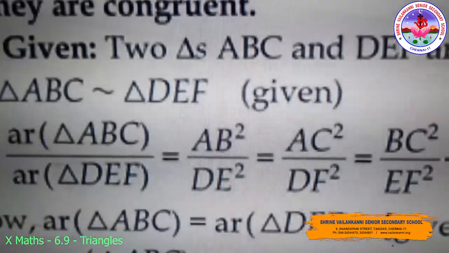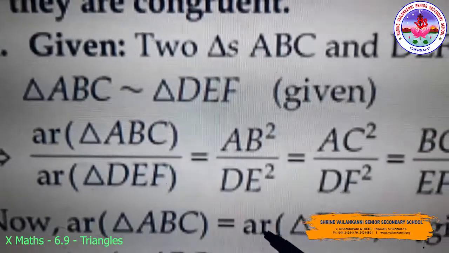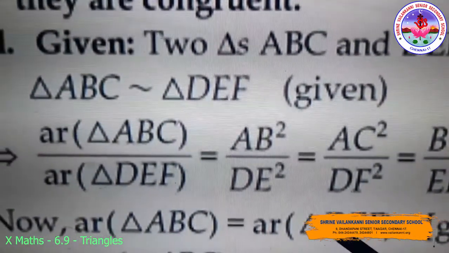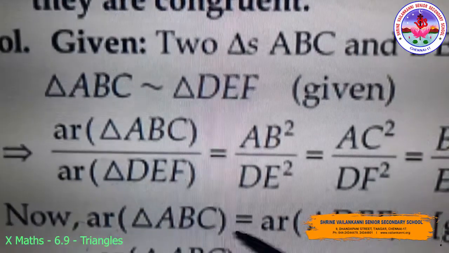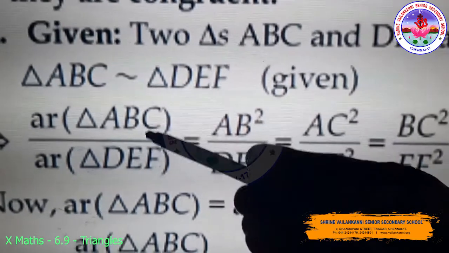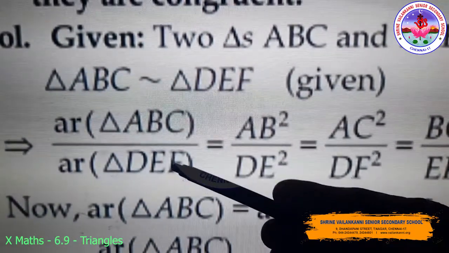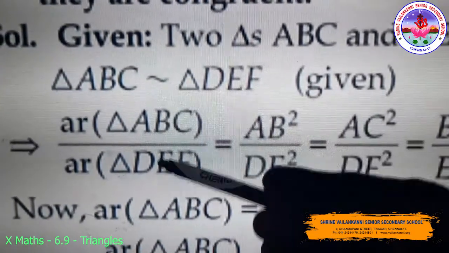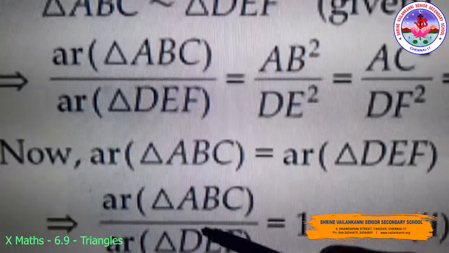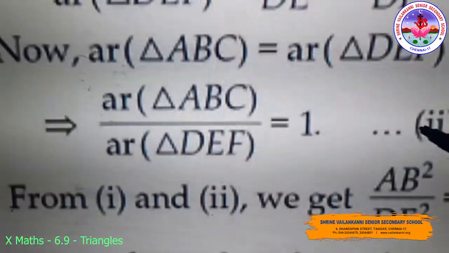But in the problem, it is given that area of triangle ABC is equal to area of triangle DEF, where both the triangle areas are equal. So I am going to substitute this in equation 1. On my left hand side, I will get area of triangle ABC by area of triangle DEF, which becomes 1 since their areas are equal to each other. So these two areas' ratio will be equal to 1. I am calling this equation 2.